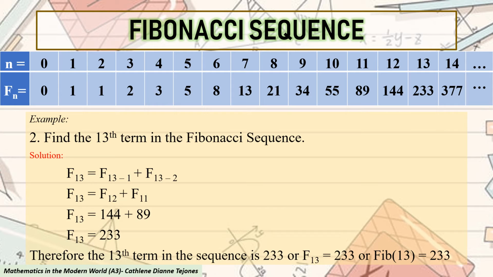If we're going to take a look at the chart, what are the values of our f sub 11 and f sub 12? It is 89 plus 144. And if we add 144 and 89, we will have 233. And if we take a look at the chart, it will be equal. 233 is equal to 233. Therefore, the 13th term in the sequence is 233, or f sub 13 is equal to 233, or in other symbols, this is what they use, the one with parentheses, Fibonacci of 13 is equal to 233.